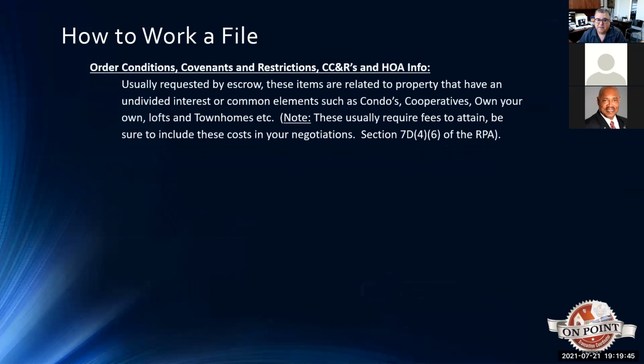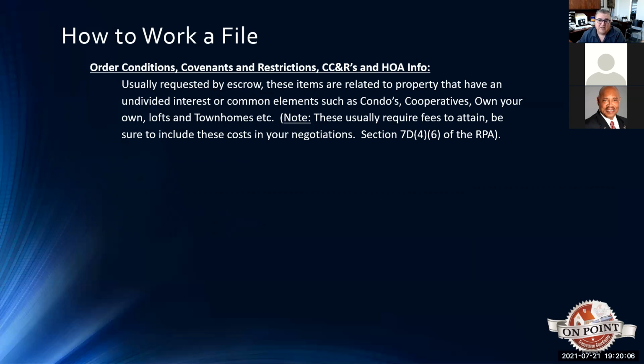We talked about the different pillars, right? So we're on slide number 16, coming up on 719. So we're actually doing pretty good time here. So order conditions, covenants, and restrictions. So this has to do with CC&Rs and HOAs, right? Usually requested by escrow. These items are related to property that have an undivided interest or common elements such as condos, cooperatives, own your owns, lofts, and townhomes.